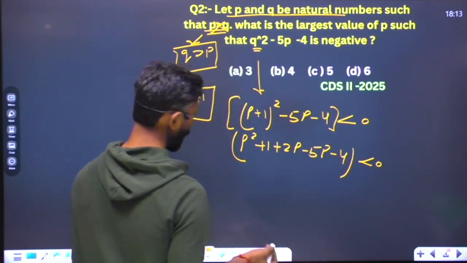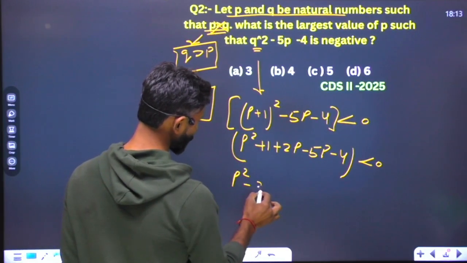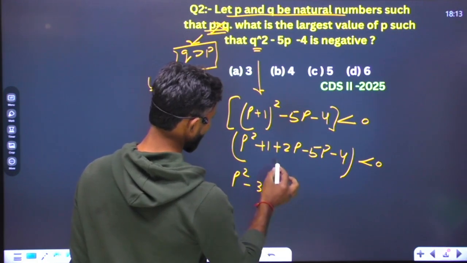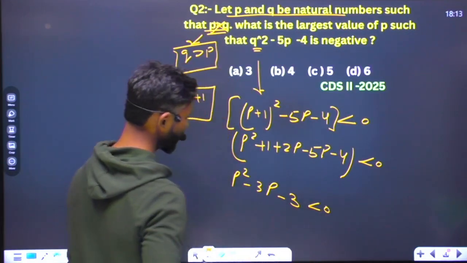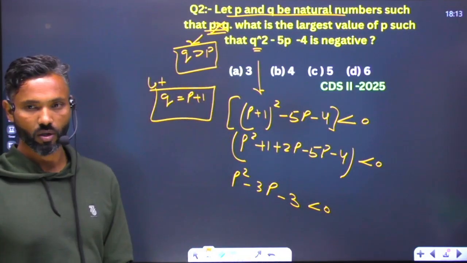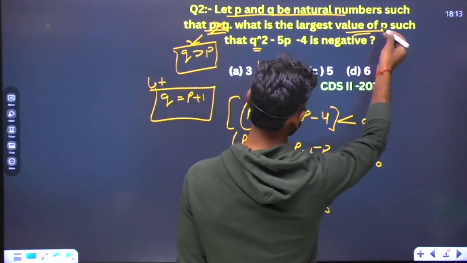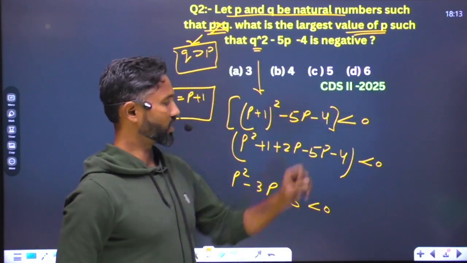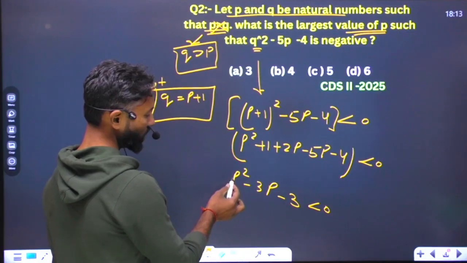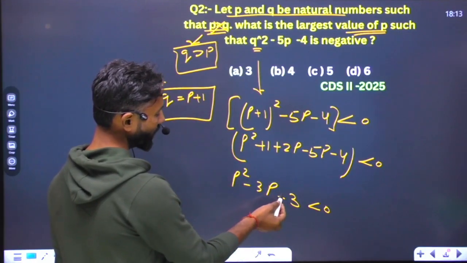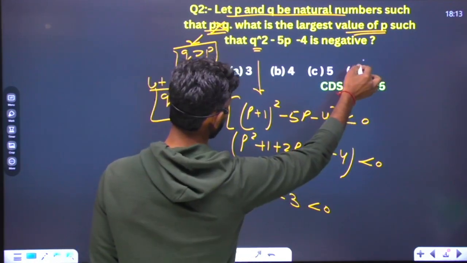Okay. Now I'm going to simplify this. It will be p square, 2p minus 5p, minus 3p, and minus 3, and this should be less than 0. Now I'm not going to simplify this equation. I will use the options. He is asking us to calculate the largest value of p. So in the options, the largest is 6. I'm just going to place 6 at the place of p. So 6 square is 36 minus 18 minus 3, 36 minus 21. It is positive, it's not negative, so it will not be the answer.